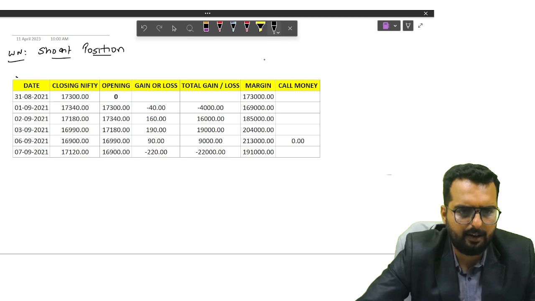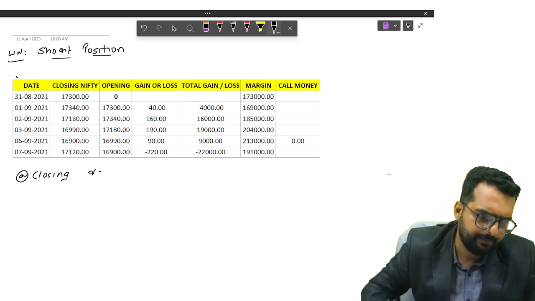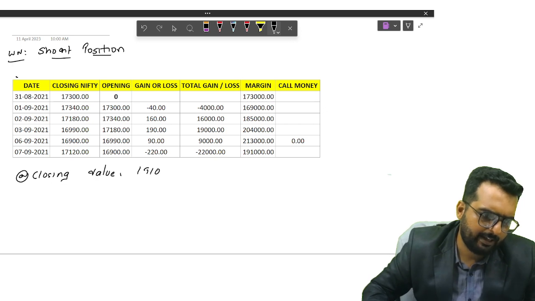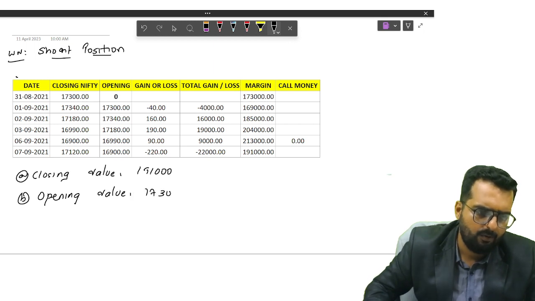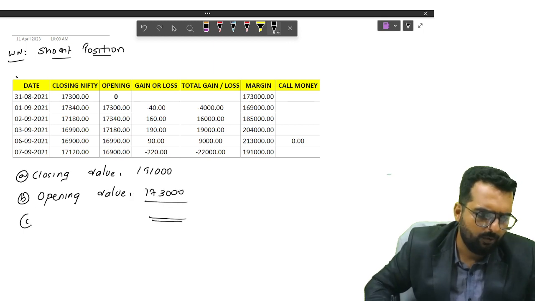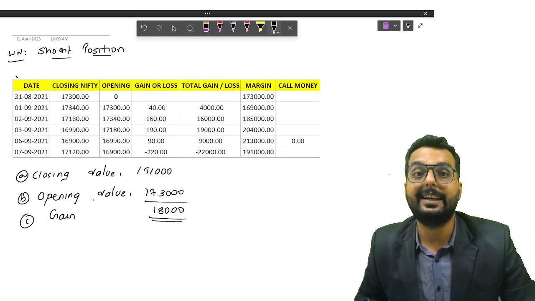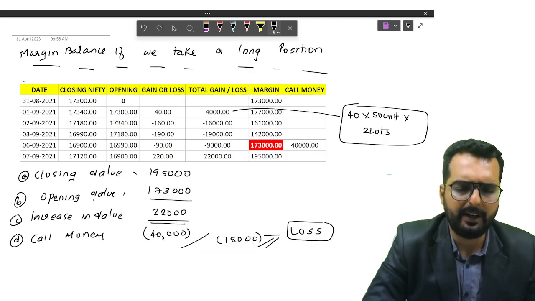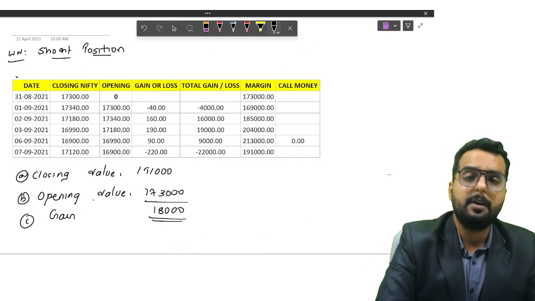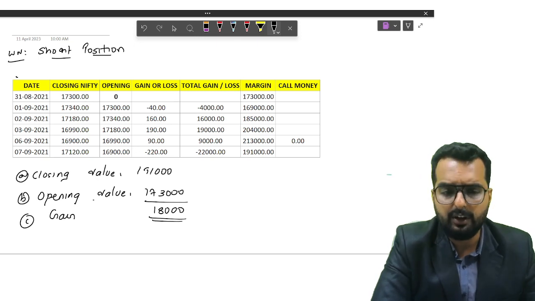Okay. So once I'm done with this part, I'll write down over here. My closing value is how much? 1,91,000. My opening value is how much? 1,73,000. So I'm making a gain over here. What is the gain I'm making over here? 18,000. Everybody clear with this part, friends? So whatever loss you made here, same amount you're making a profit over here. So friends, with this, we are done with this question also.